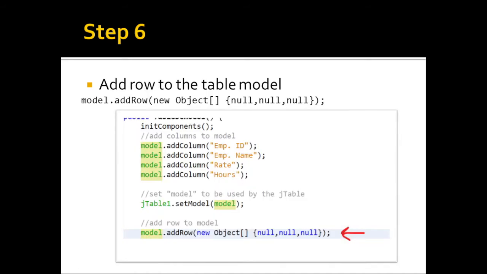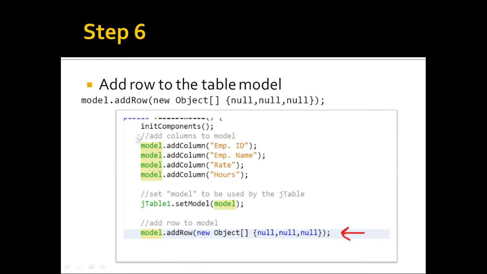Then the next step is to add a row to the table model. So let's say we want to add values or data to our table. Before you add data to the table, you have to add a row. To add a row, we just use model.addRow, new Object, and then an array. Just leave it blank first.